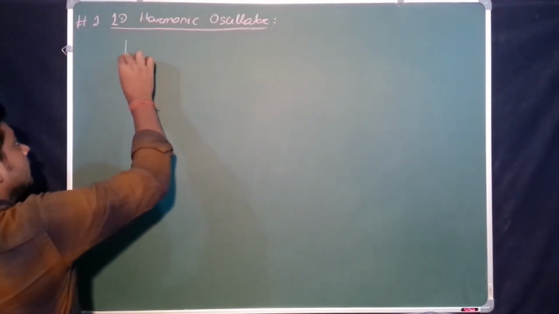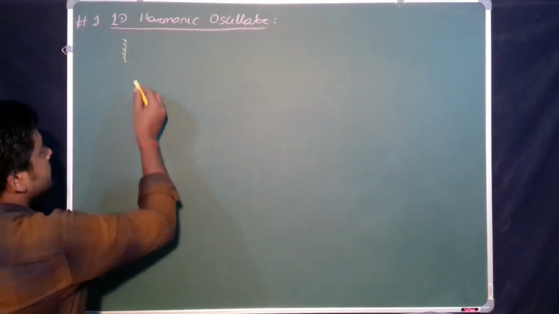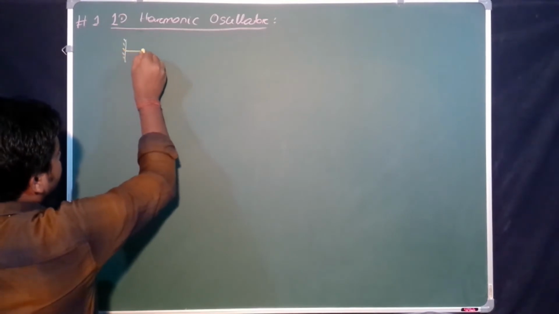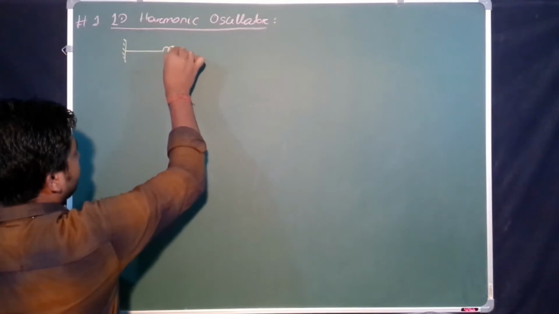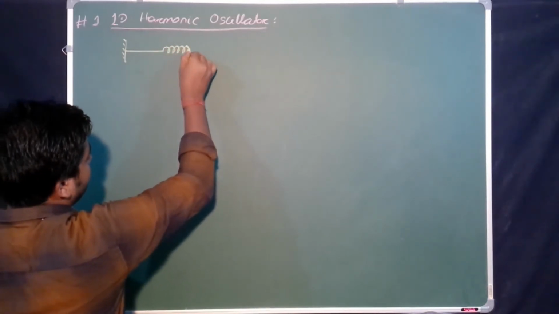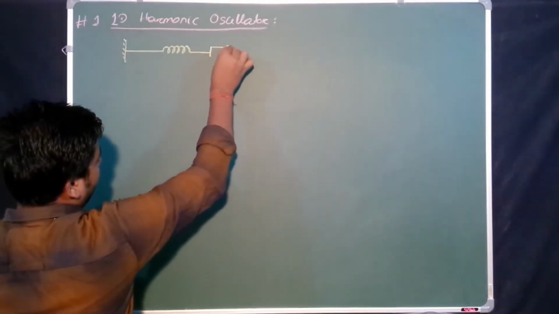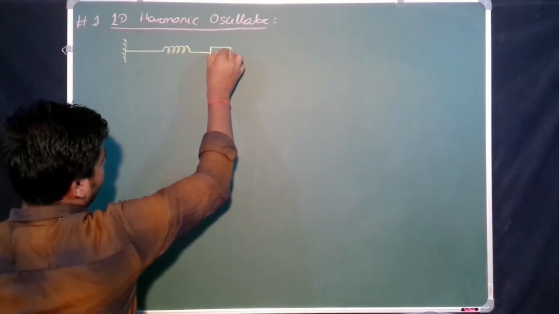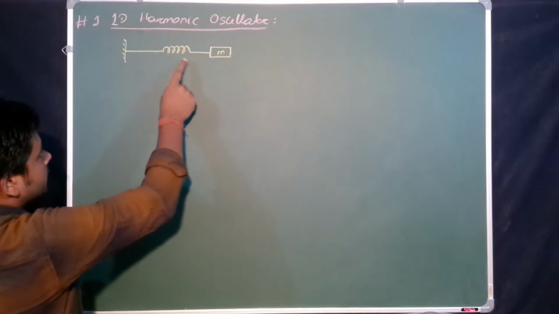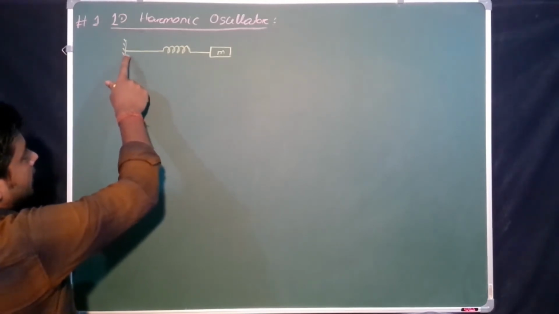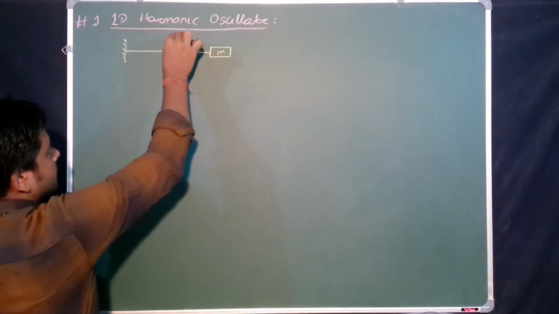Let here be a rigid support. Okay, one rigid support is there. Then a spring is attached to it. This one is the spring. Okay, and finally, on the other end, one body having mass m is attached. One end of this spring is with the rigid support, and another end is at the body having mass m. Okay, let this spring constant be k.